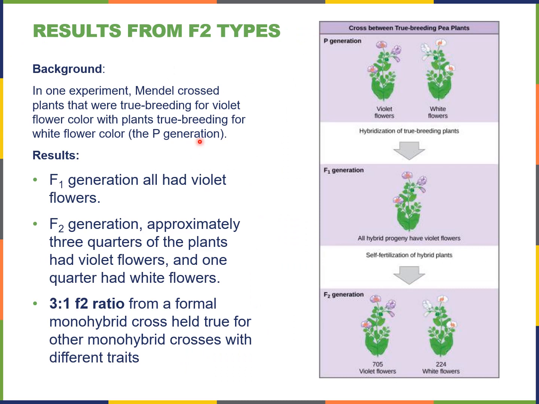So in this experiment, he crossed plants that were true breeding for violet and white. That's the P generation, right? And then F1 had all violet. F2, we had that 3-to-1 ratio.